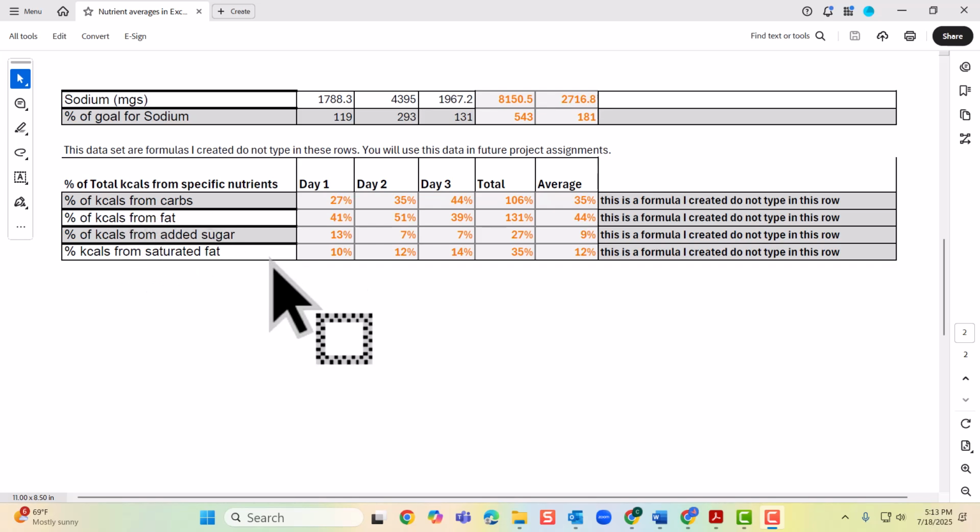Saturated fat, also not a nutrient we are striving to increase. We want to lower it. It's directly related to heart disease. And we want less than 10% of our calories to come from saturated fat. On average, this person averaged 12%. So that is more than what is recommended. And it also puts them at an increased risk for heart disease.